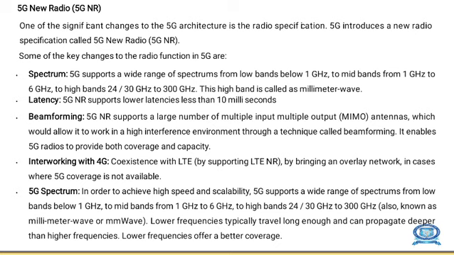5G new radio. One of the significant changes in 5G architecture is the radio spectrum. 5G introduces a new specification called 5G new radio. Some of the key changes to the radio function in 5G are spectrum. The spectrum ranges from low band below 1 gigahertz, to mid band 1 gigahertz to 6 gigahertz, and high band 24 to 300 gigahertz. The high band is called millimeter wave, that is 30 gigahertz to 300 gigahertz.